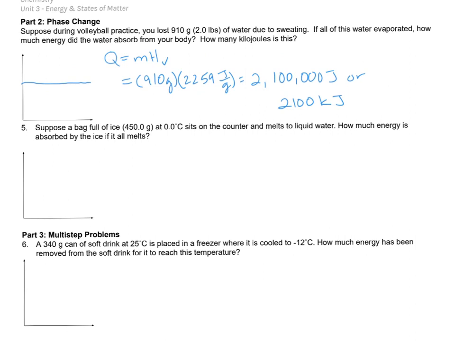All right, so for the second one, suppose a bag full of ice at 0 degrees Celsius sits on the counter and melts to liquid water. How much energy is absorbed? Again, look, I drew it. It's an easy drawing because it is only flat.